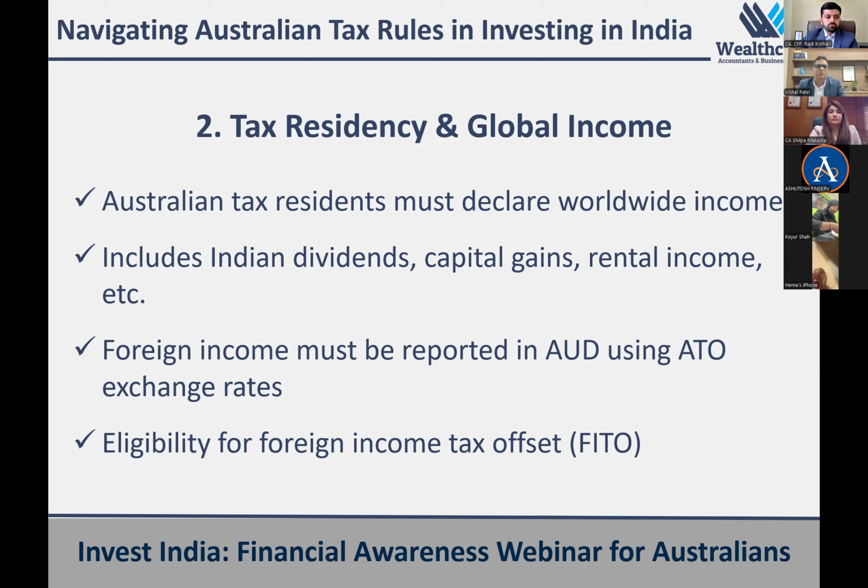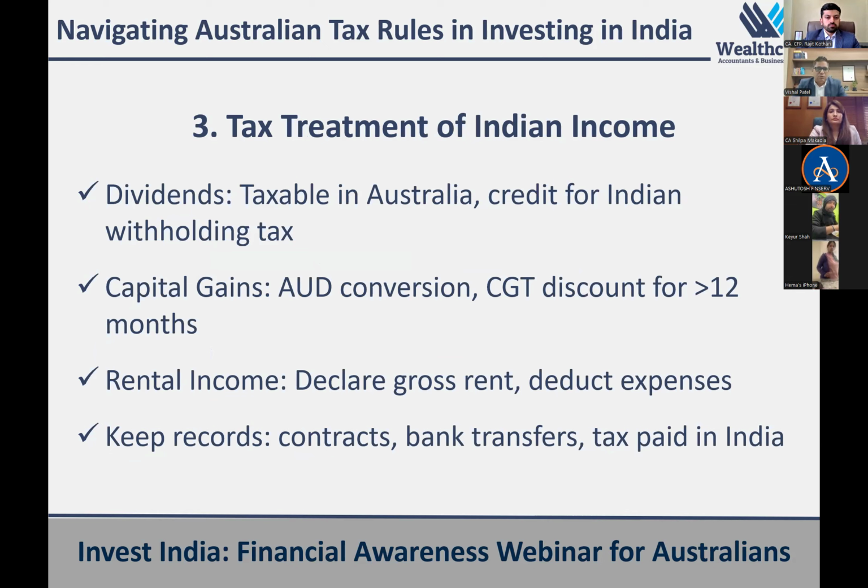So what happens when you report that income in Australia? Do you need to pay tax twice? No. There are some rules around that. And if you qualify under those rules, then you may get some offset of the amount that you have paid already in India. So we'll go a little deeper into the tax treatment of Indian income.